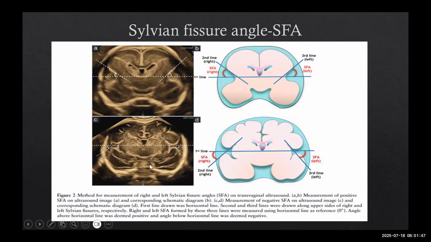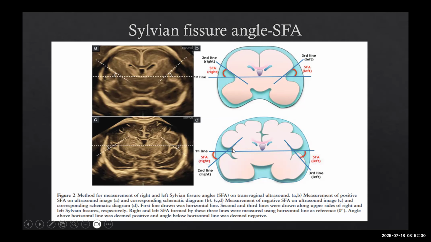This is again work of Ritsuko Po, where here we can measure the Sylvian-Fisher angle. So there are planes, there are description of planes where it has to be taken. It is somewhere in the coronal view of transthalamic plane. As the gestation age increases, the angle changes. So in the earlier gestation, how the angle is measured is there is a horizontal line drawn in the middle, and the angle between this horizontal line and the upper border of the Sylvian fissure is measured. So this is a positive angle at an earlier gestation.